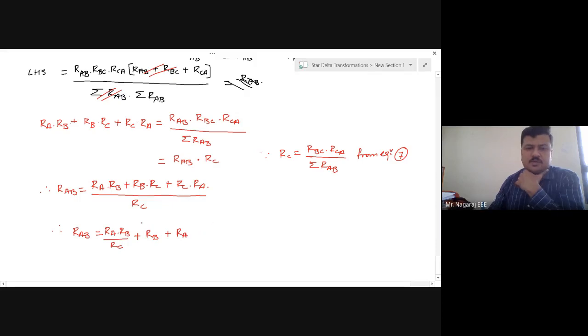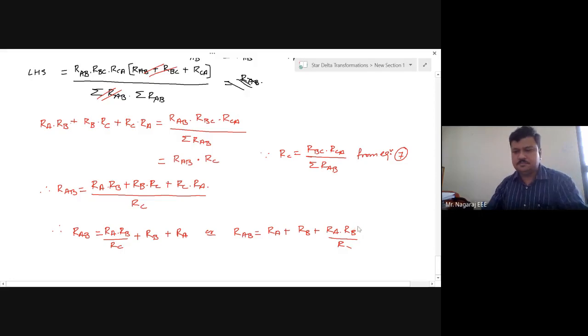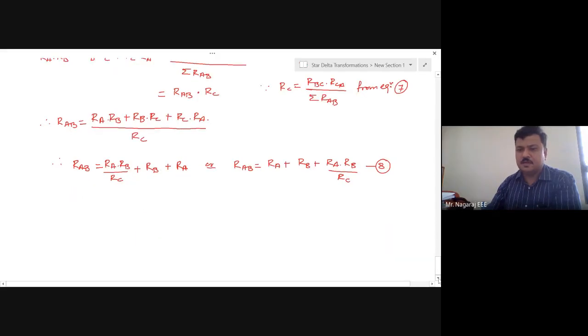Or I will rearrange the terms. RAB is equals to RA plus RB plus RA into RB divided by RC. Taking this as equation 8. Now we'll see what happens here. Now I have a star connected network.